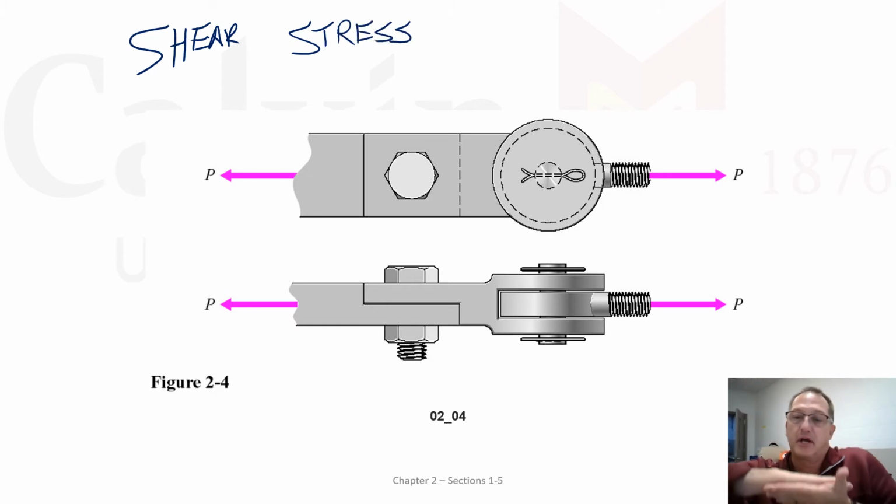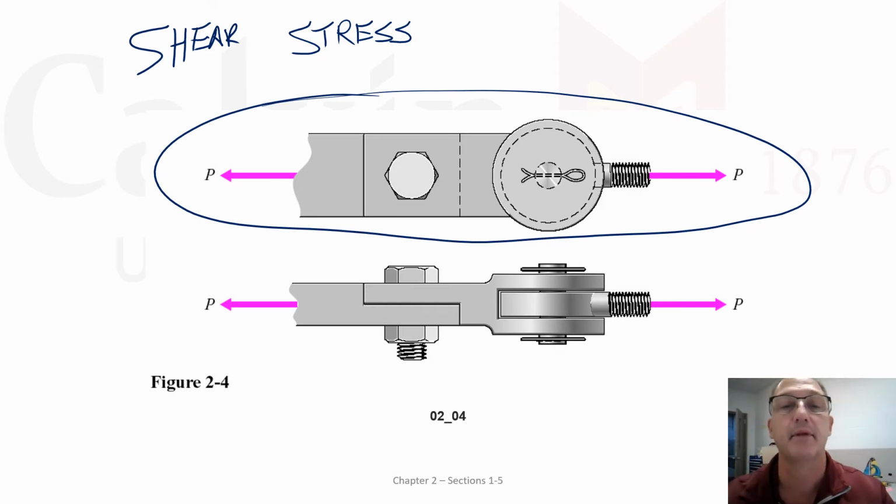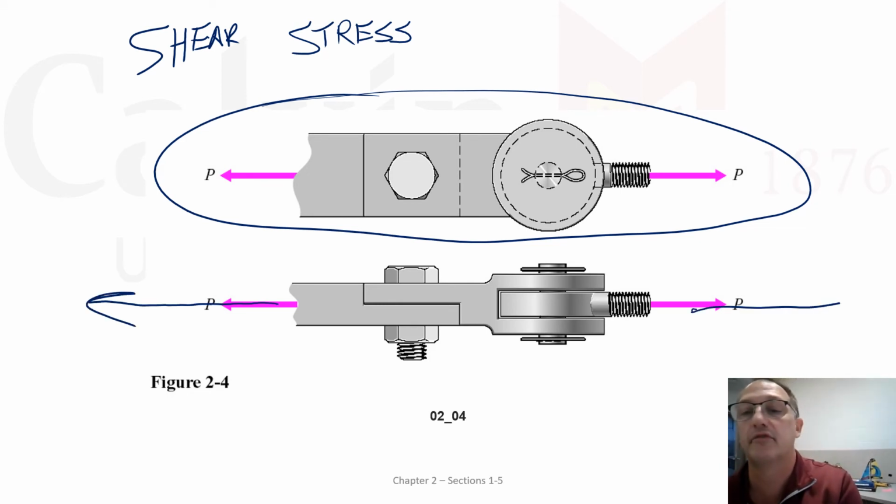Shear stress shows up when two objects are trying to slide past each other. All right, and so this shows up in two different joints here. If you look at this structure from the top, they ran a bolt through here and a pin through there, and that's good. And then we start pulling these things apart in the lower view here.